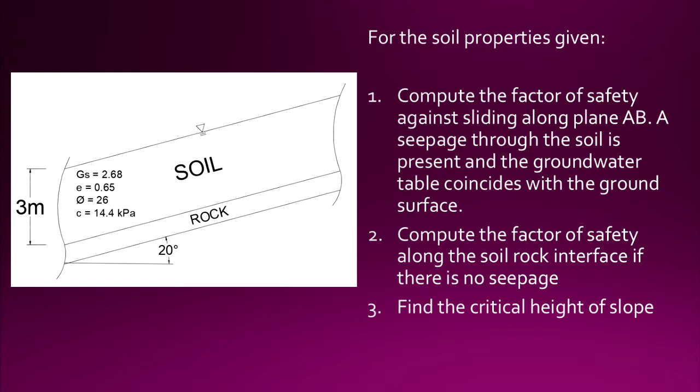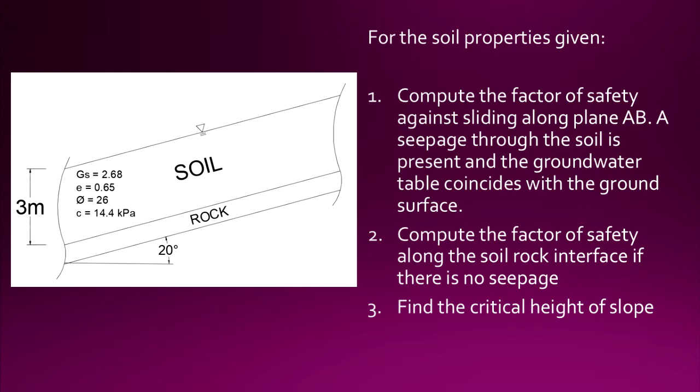First, compute the factor of safety against sliding along plane AB. Seepage through the soil is present and the groundwater table coincides with the ground surface. Number 2: compute the factor of safety along the soil-rock interface if there is no seepage. And for the last one, find the critical height of the slope.